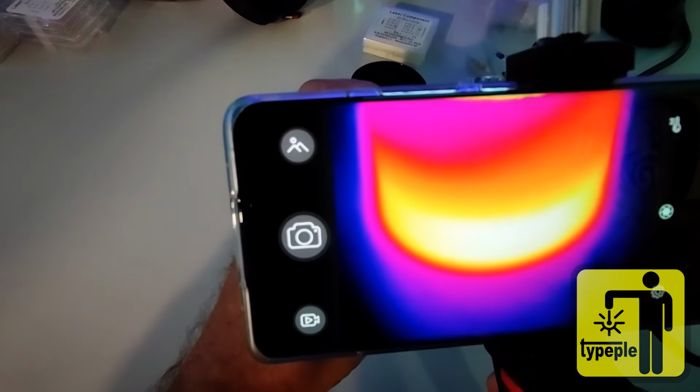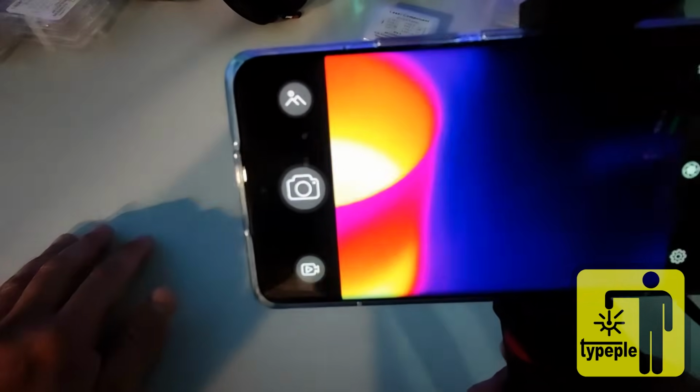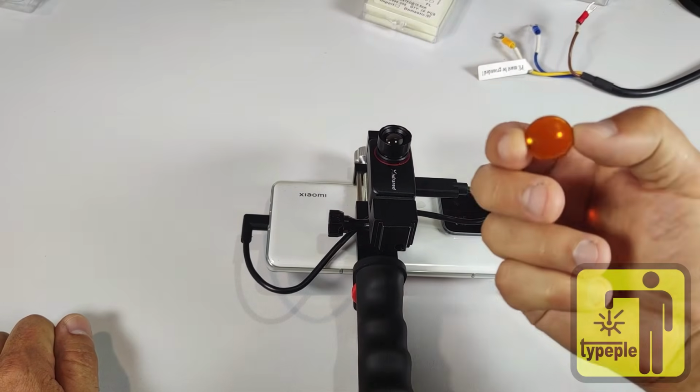But that's using its native lens. Now let's put on the zinc selenide lens and see how it turns out overall. Now, briefly about the experiment regarding swapping the lens for this little zinc selenide one.